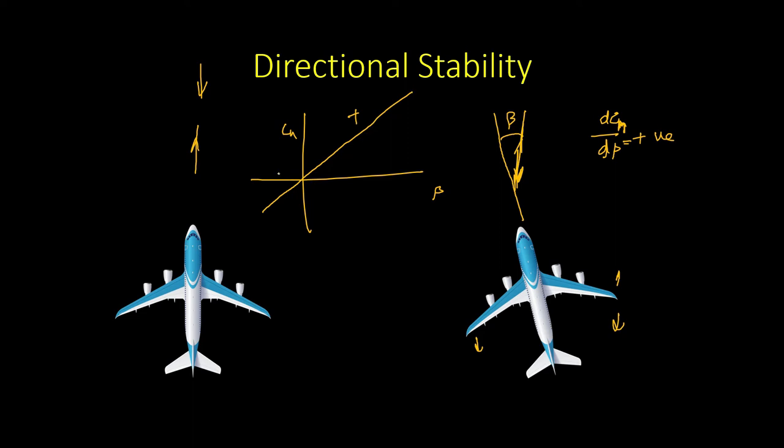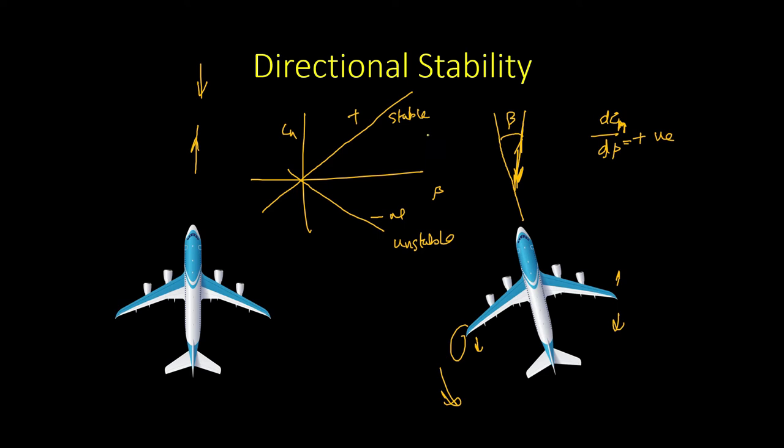If the slope of the Cn beta curve is negative, that means the aircraft is producing a negative yawing moment when there is a positive side slip. This wing will move further backward and the aircraft will produce more side slip instead of resisting this positive side slip. So it will be a destabilizing effect. So if the aircraft is having Cn beta to be negative, this is an unstable airplane. But if the Cn beta is positive, then it is a stable airplane.